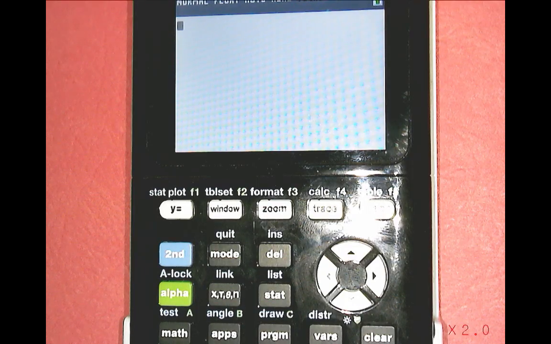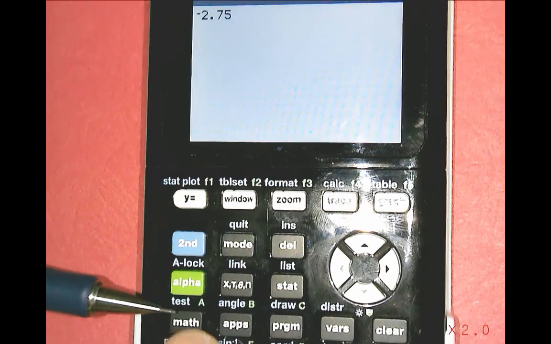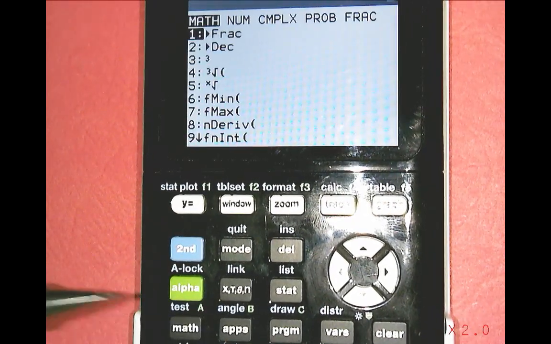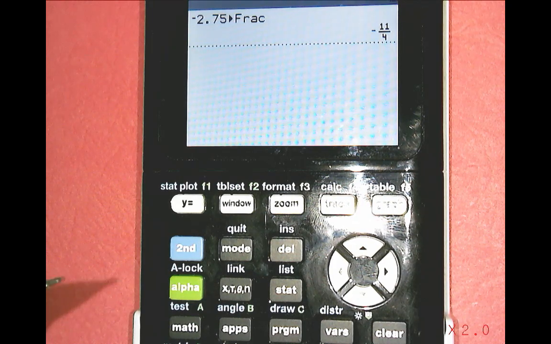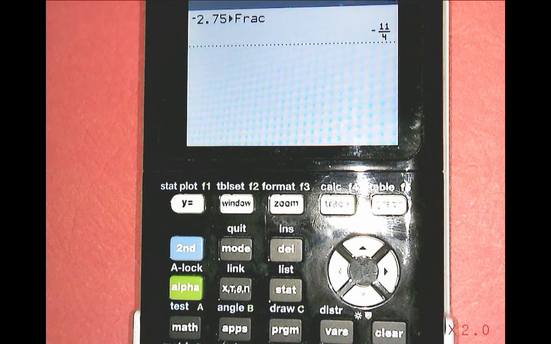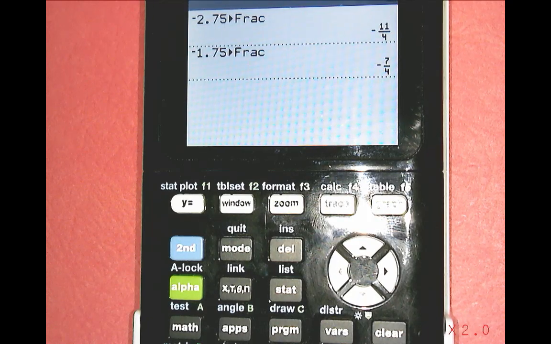So to convert negative 2.75 to a fraction, remember what we do. We do negative 2.75 on our calculator. We're going to hit the math button, which is right here. And then you're just going to hit enter, enter, and it'll give you negative 11 fourths. So negative 2.75 is equal to negative 11 fourths. Negative 1.75, hit the math button again, enter, enter, and you get a negative 7 fourths.